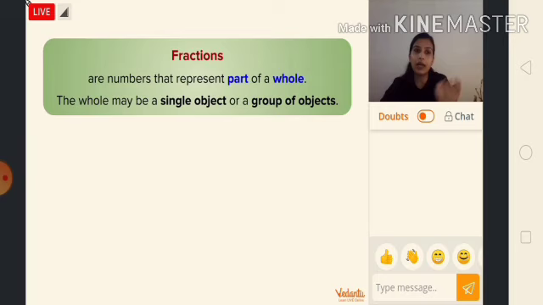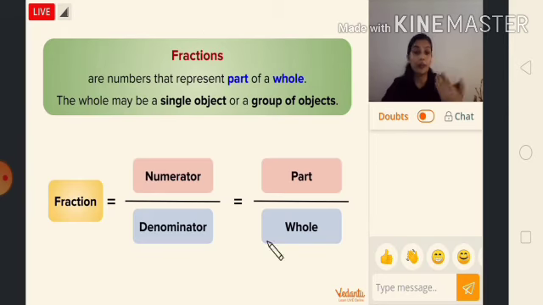And how can we represent fractions? Fractions are always represented in the form of numerator by denominator. We know that fractions represent some part out of the whole. So that part is called the numerator and the whole part is called the denominator. And for "out of", we make this horizontal line. So that was all about the meaning and the representation of a fraction.